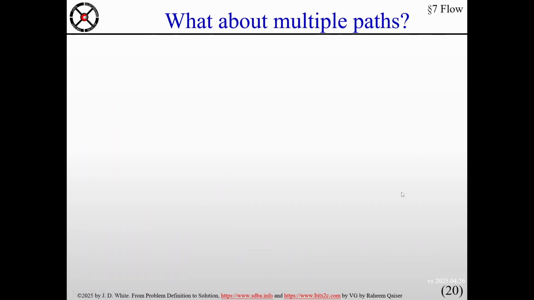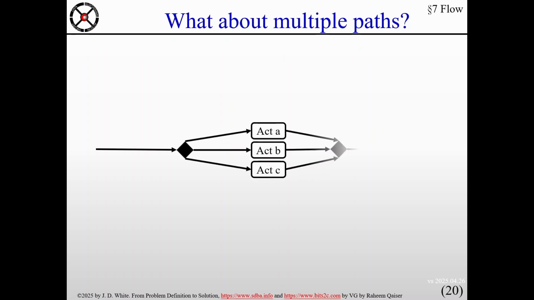All right. What about multiple paths? For example, I have a decision, I have three possible outputs, and I have a merge. No, you cannot do this. You cannot do this in UML. You cannot do this in C. There are no three things coming out of a decision, and there are no three things coming into a merge. There are two things. So how do we show this in UML and in C?